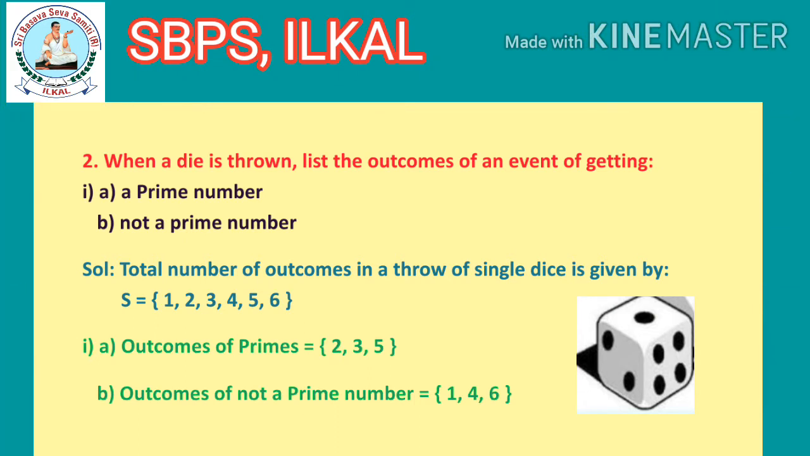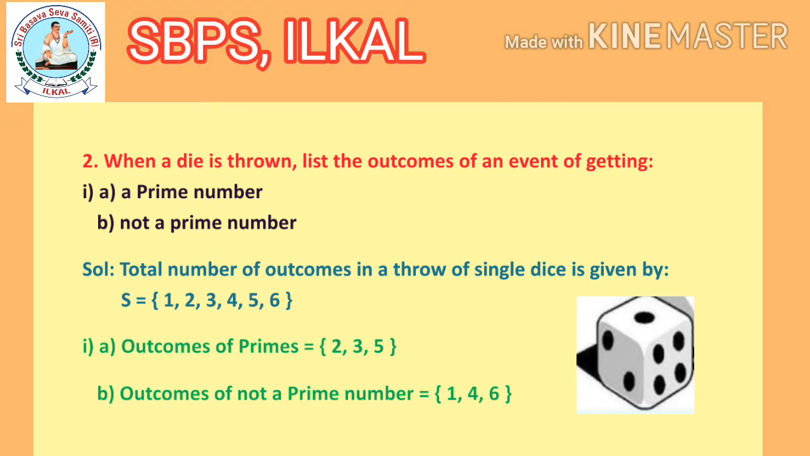First A solution. Outcomes of primes. Children, in this 1, 2, 3, 4, 5, 6, which numbers we consider it as prime numbers? The numbers which have 1 and only itself as factors are called prime numbers, is it? Means 2, 3 and 5 are primes. Next, B solution. Outcomes of not a prime number. 1, 4 and 6. These are not prime numbers. 1 is neither prime nor composite, you know, and 4 and 6 are even numbers as well as composite numbers. Okay.